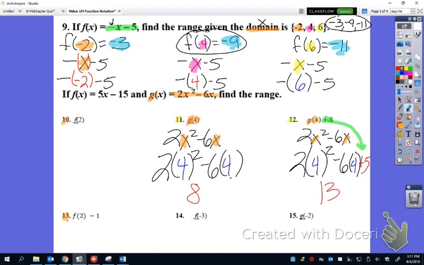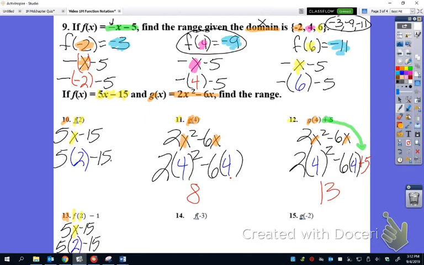Notice on 10 and 13, both of them use f. Well, f is 5x minus 15. So I'm going to write 5x minus 15 on both of them. And then what I'm going to plug in, I'm going to plug in a 2 wherever I see x. So I've got 5, and then parentheses 2 minus 15. And down at the bottom, I've got 5 parentheses 2. And then minus 15.